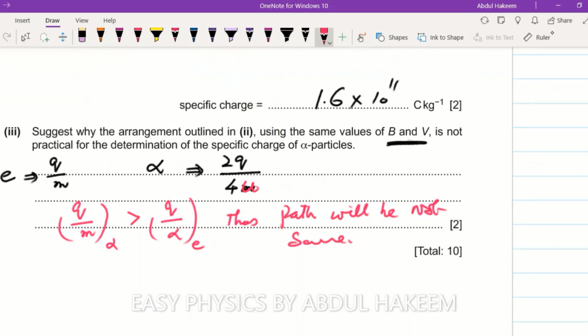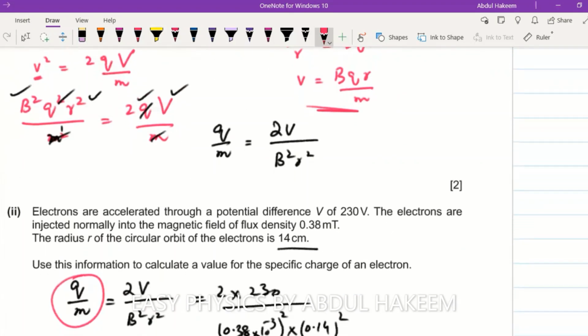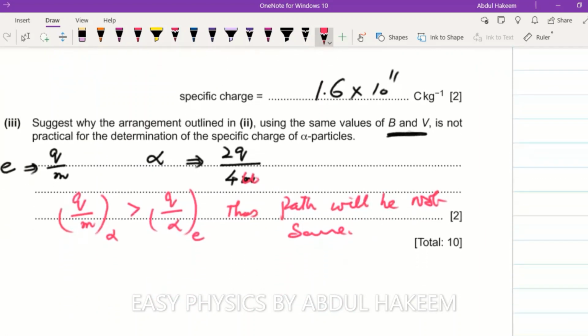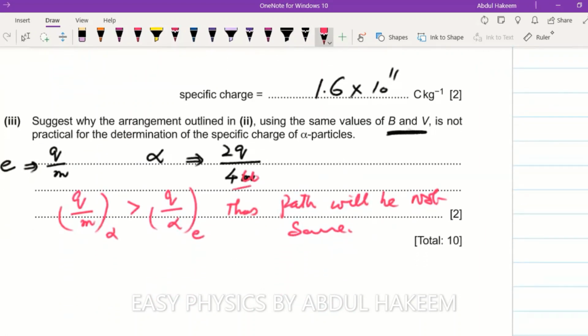So this is the reason why the arrangement using the same value of B and V is not practical for this. We cannot get this 14 centimeter path because the charge of the alpha is double that of the electron and the mass is too large. The electron is similar to beta, with mass 9.11 times 10 to the power minus 31, but the alpha mass is 4 times u, which is too heavy.